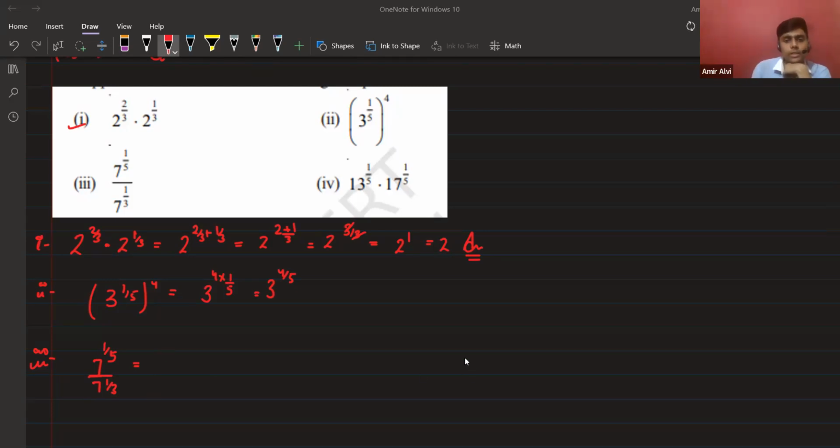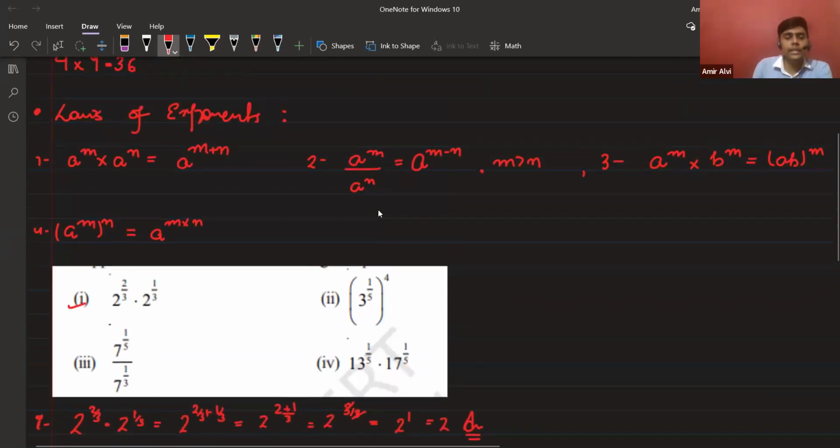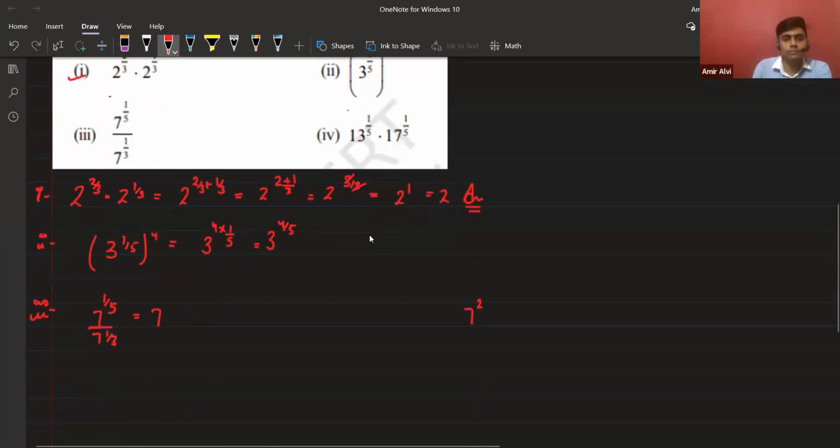What's your answer, Simrat? 7 by 2? Didn't get it. Say it completely. What is the power of 7? 7 to the power 2. Okay, so let's solve. Your bases are the same, which means the second law will be applicable. Bases are the same, so we will subtract the powers.